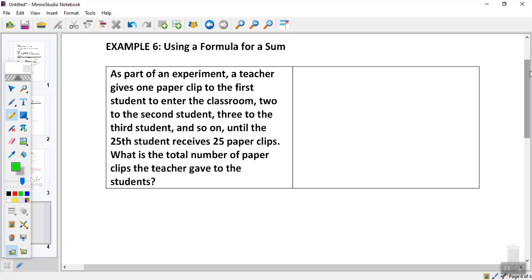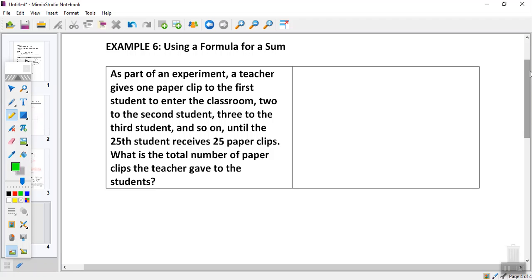Okay. Kids, I think we can apply what we just learned right there with those rules. It says as part of an experiment, a teacher gives 1 paper clip to the first student to enter the classroom, 2 to the second student, 3 to the third student, and so on, until the 25th student receives what? 25th. Okay. So if I was the 17th student in, how many paper clips would she give me? 17. The question becomes, what is the total number of paper clips?